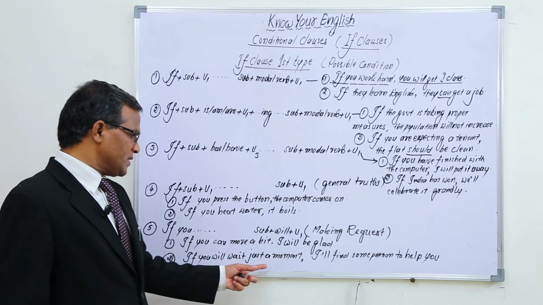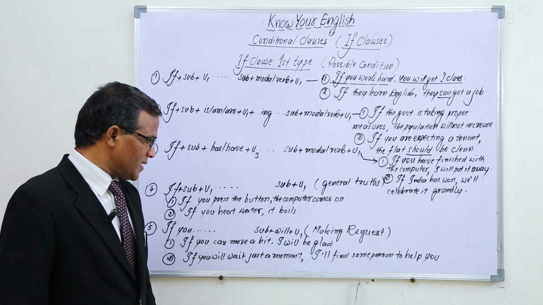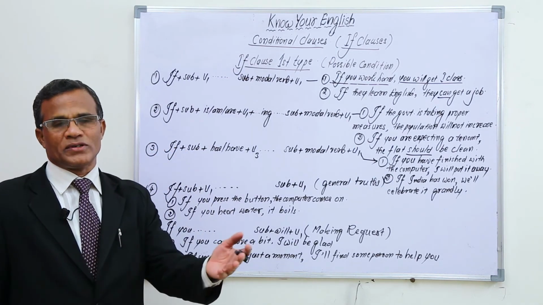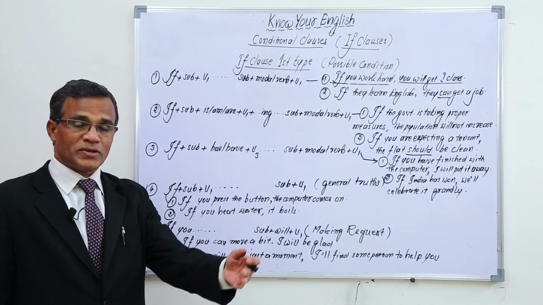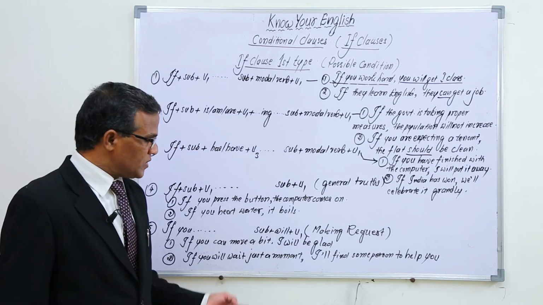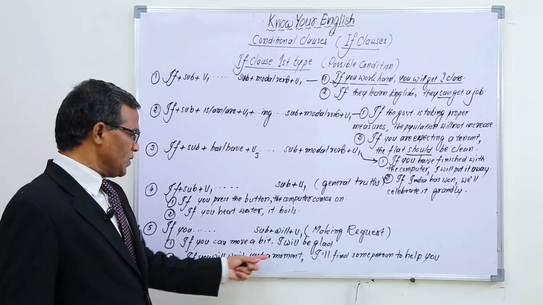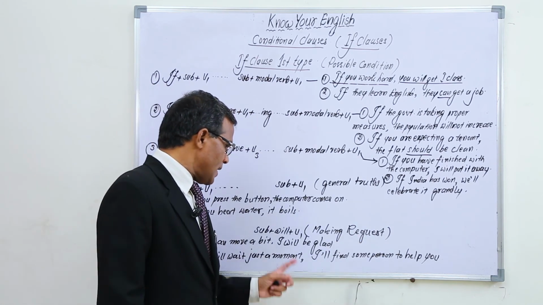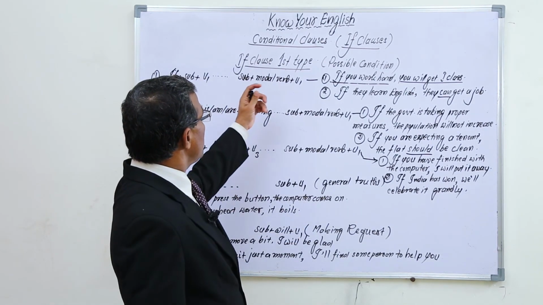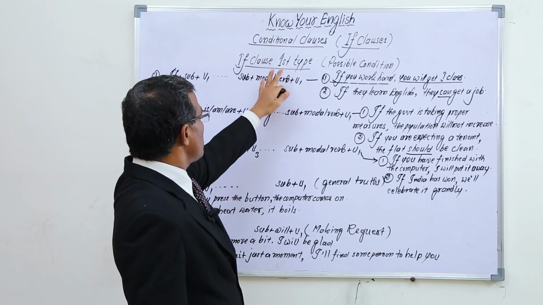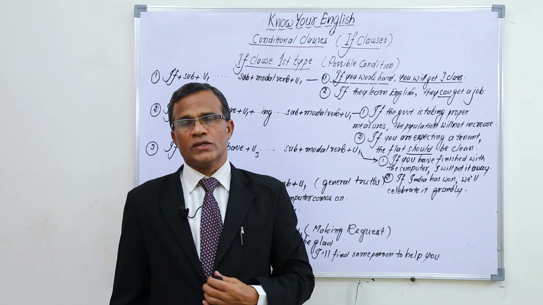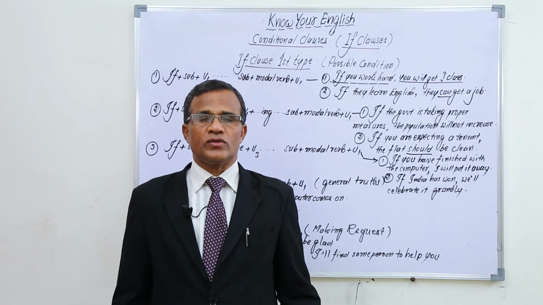And if you will wait just a moment, I will find some person to help you. Means please wait for a moment, I will find some person to help you. So he is asking the person to wait for some time. He is requesting the person to wait for some time. This is also a request. Okay, if you will wait just a moment, I will find some person to help you. In this way, under possible conditions, if clause first type, you see 5 types of sentences we can see. So these are all very useful in our day-to-day life.